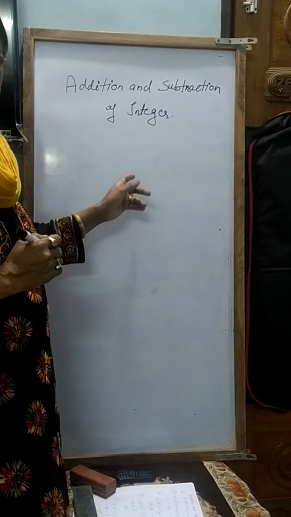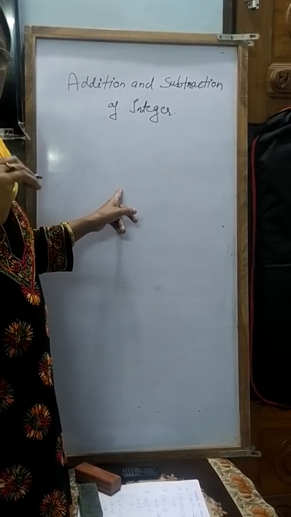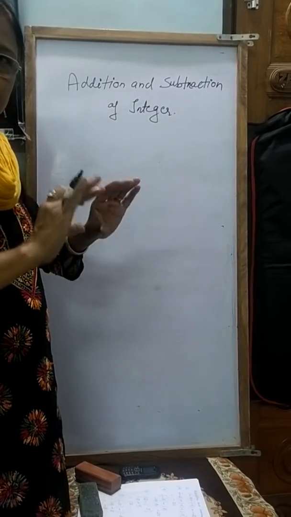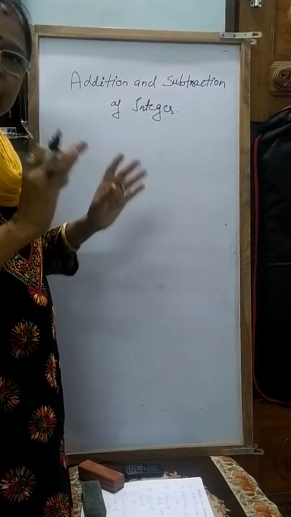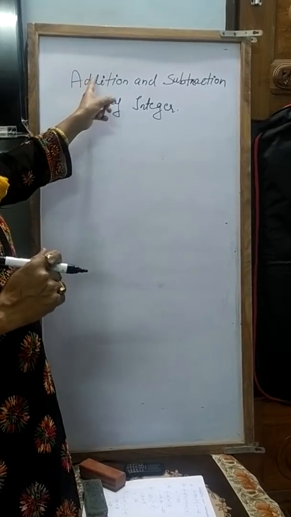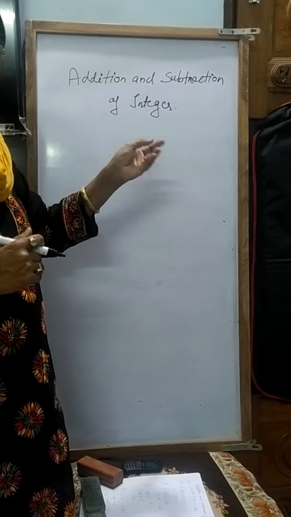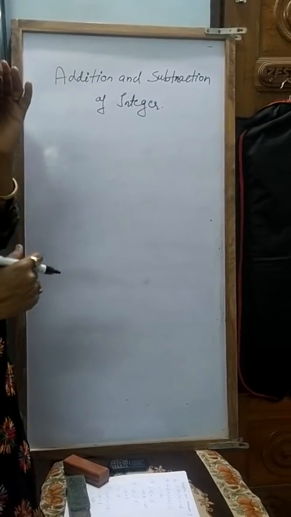Now in connection with this, the first topic you have covered is the representation of integers on the number line. Now the second topic is addition and subtraction of integers.